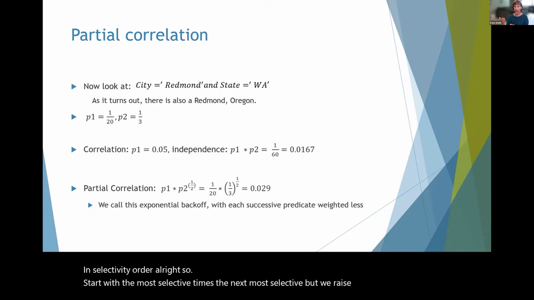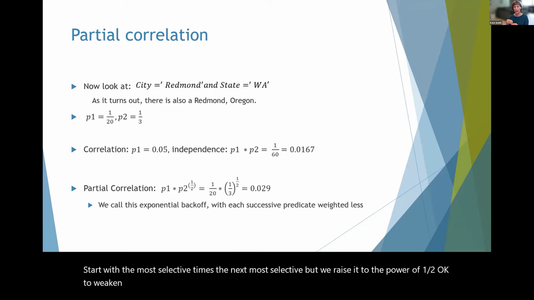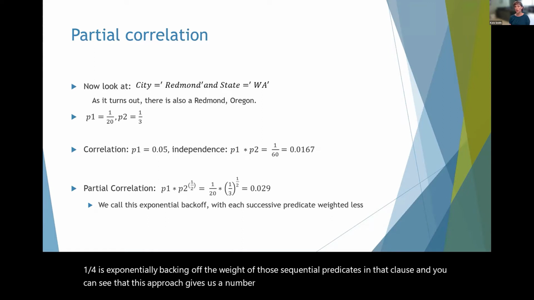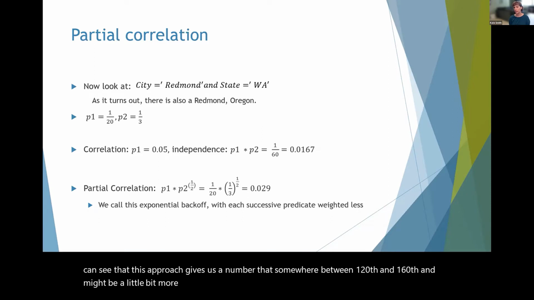the power of 1/2, okay, to weaken the weight of that predicate. If there's a third, we would then weight it to the power of 1/4. It's exponentially backing off the weight of those sequential predicates in that clause. And you can see that this approach gives us a number that's somewhere between 1/20th and 1/60th, and might be a little bit more accurate for the data as it actually appears in this case.